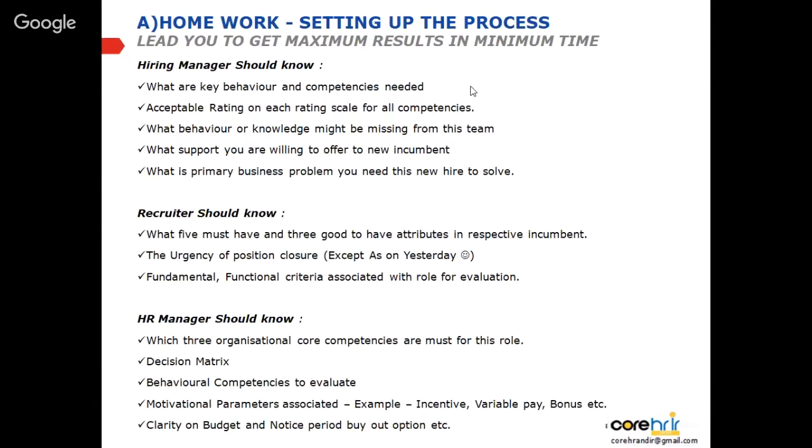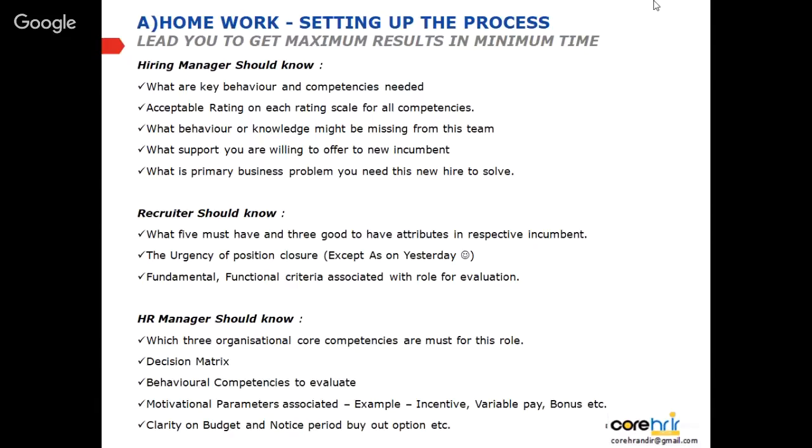As a recruiter, the most important groundwork is to understand the five must-have and good-to-have attributes for that particular incumbent. The urgency of a position, which says what timeline we have available to take this candidate on board, and there is always an urgency for a position closure. So that's what we mentioned, like, as of yesterday. So understand the timeline. Then, as a recruiter, you need to understand the fundamental and functional criteria associated with the role for evaluation.